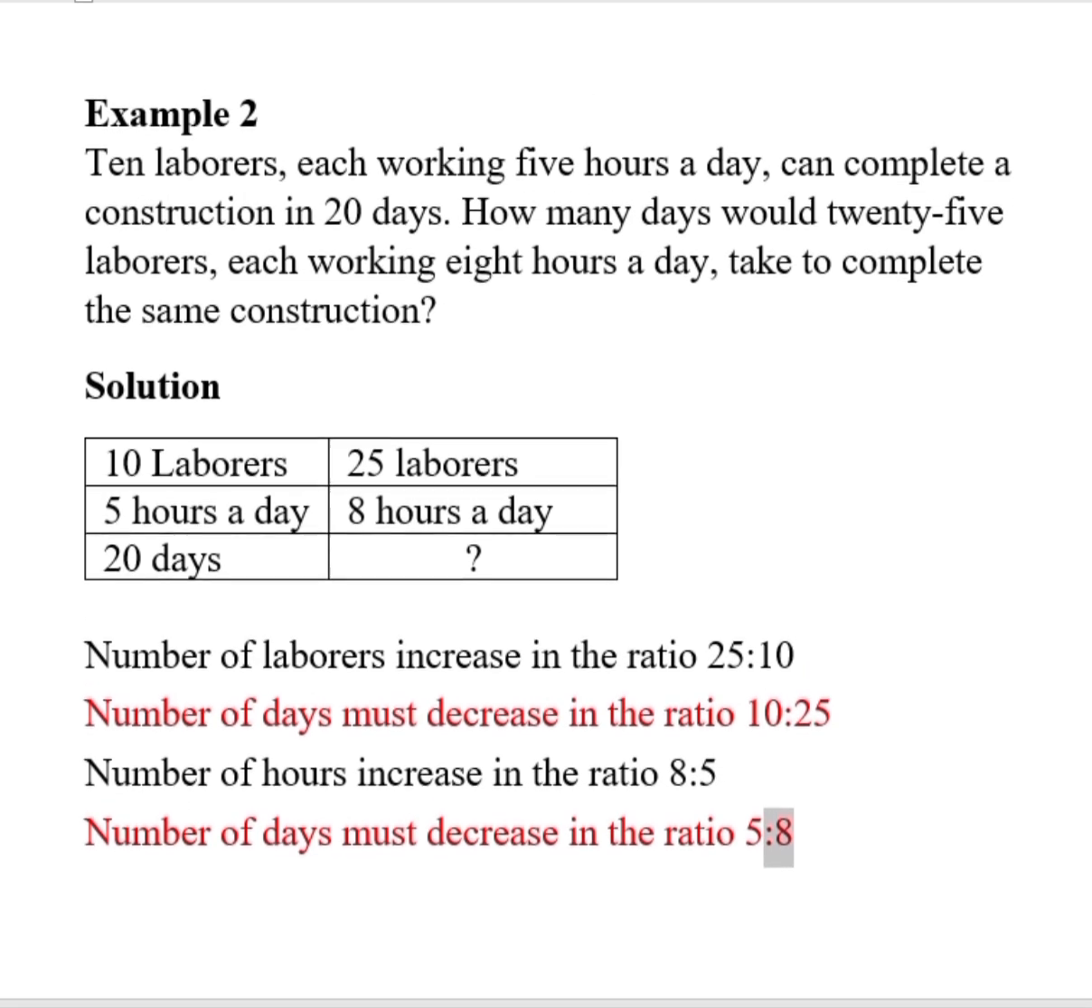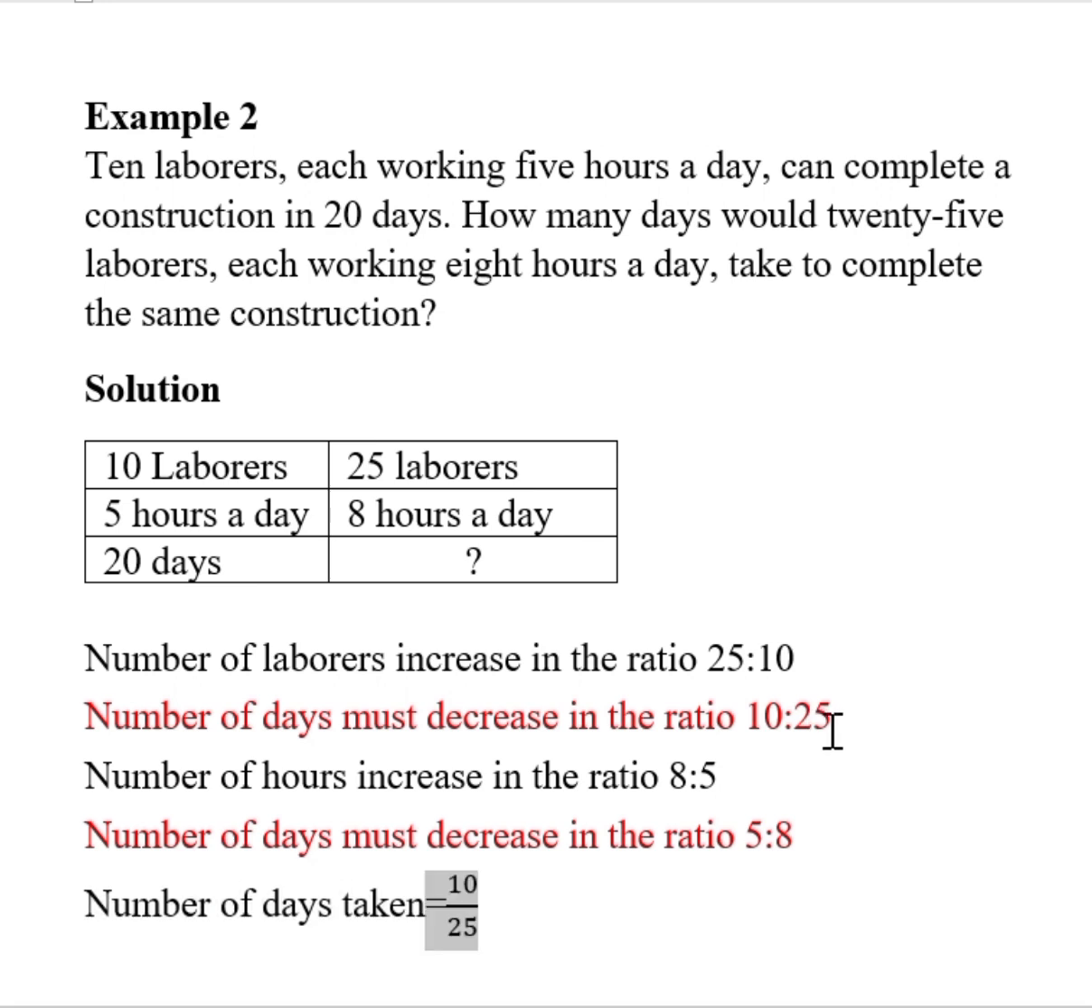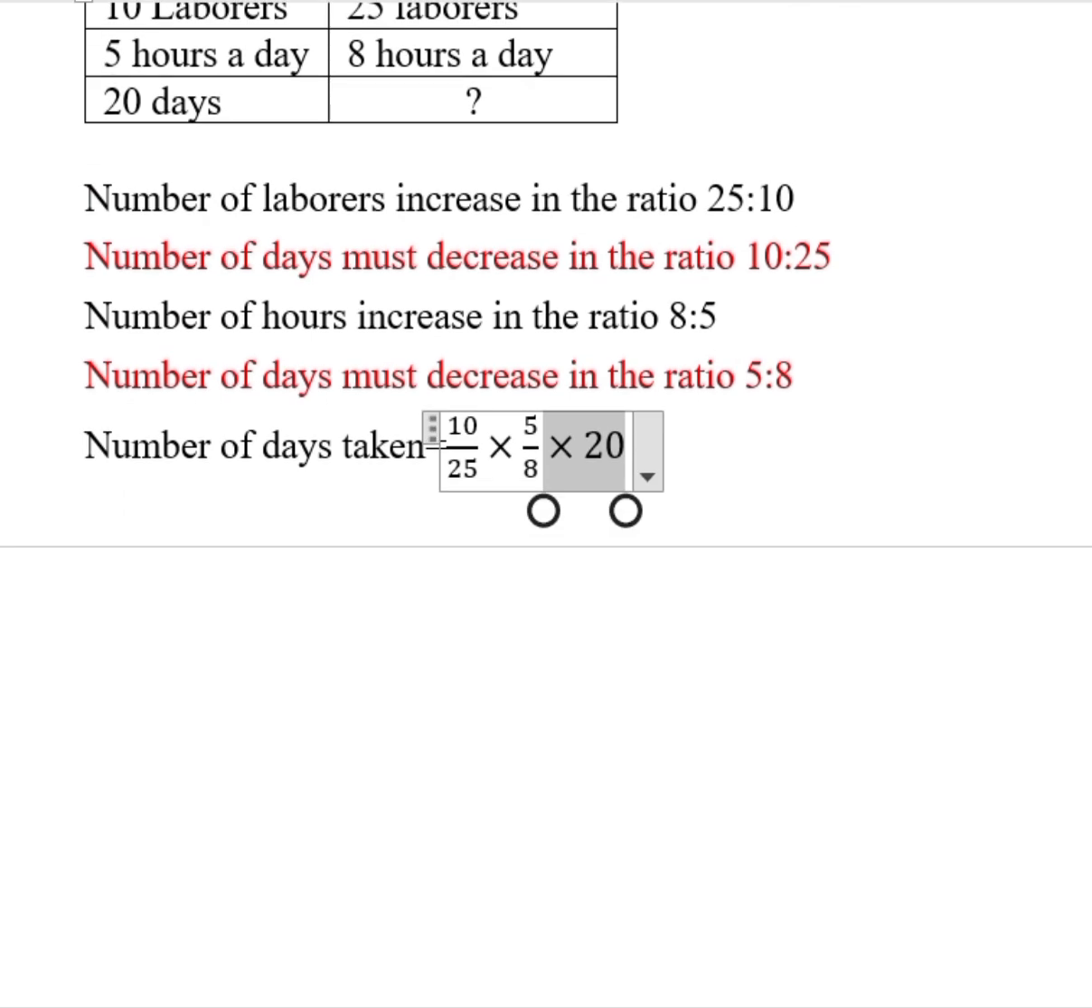We have come up with two ratios using these two quantities. So we shall now get the actual number of days as being equal to, type this one in fraction form. As I said, it is the first ratio over the second ratio, that's 10 over 25, times 5 over 8, times the number of days, which is 20. If you work that out, you get the answer being 5 days.